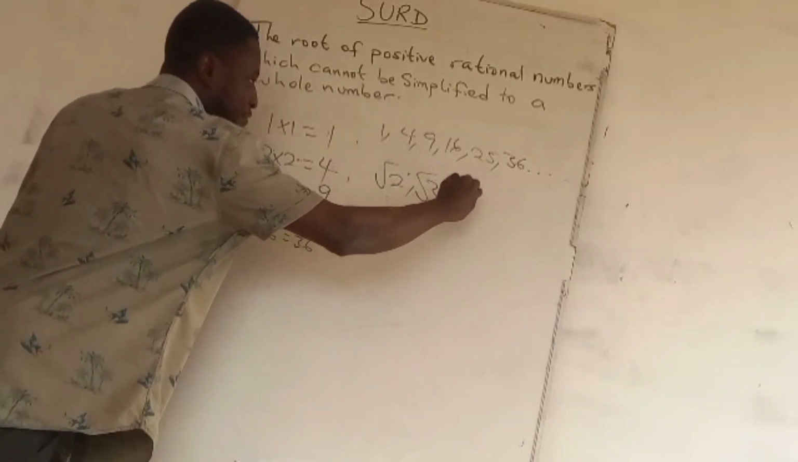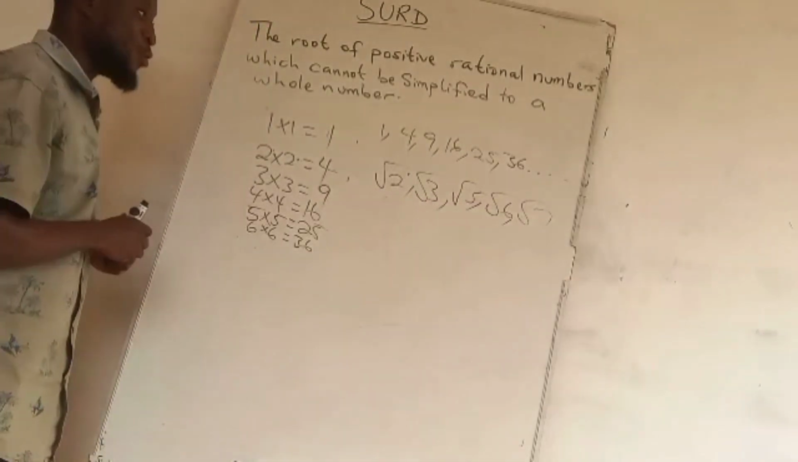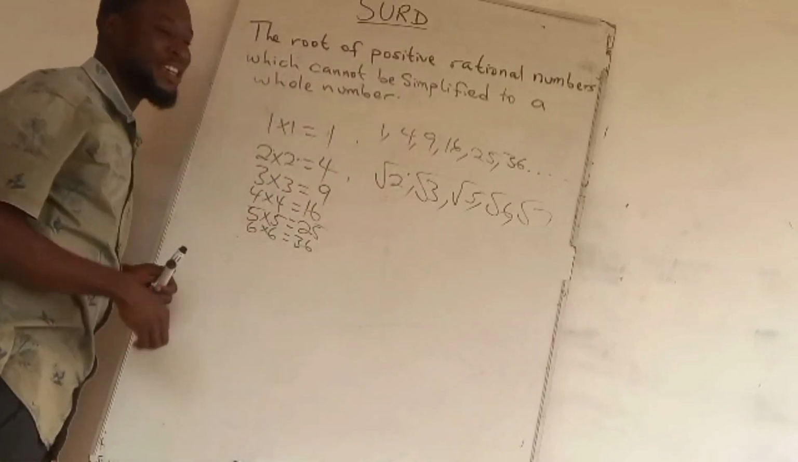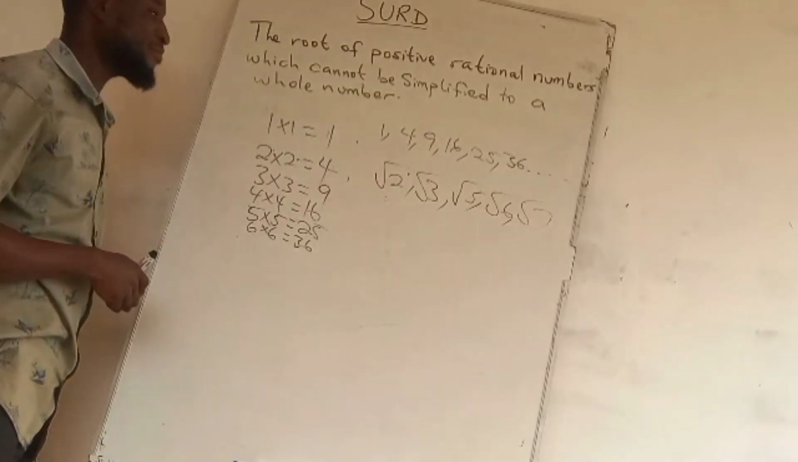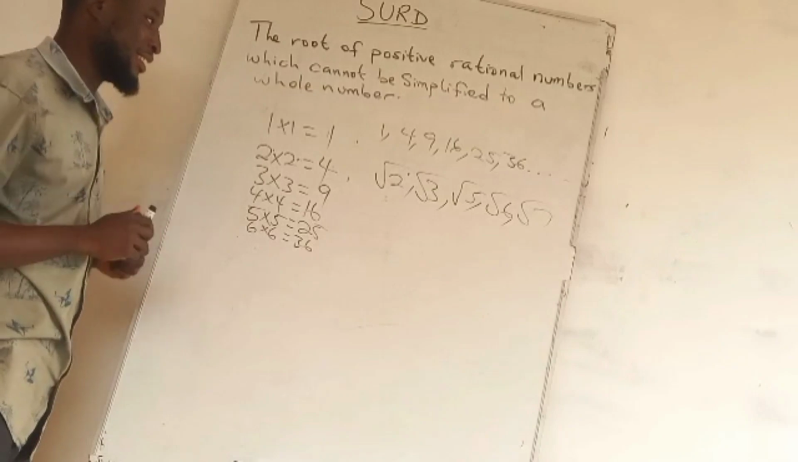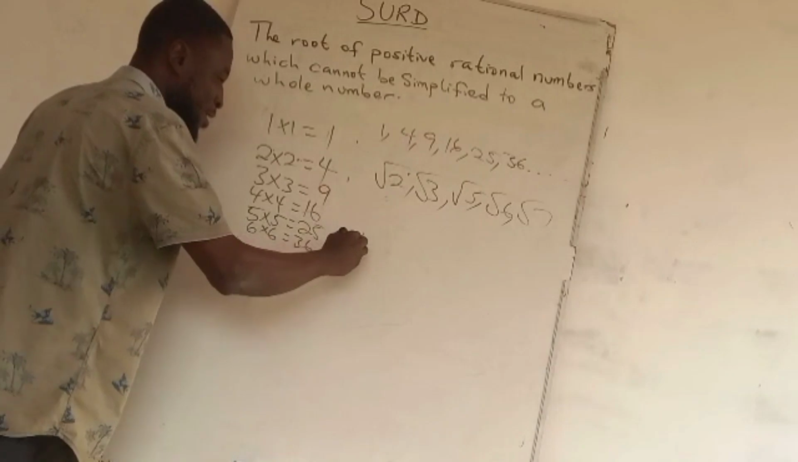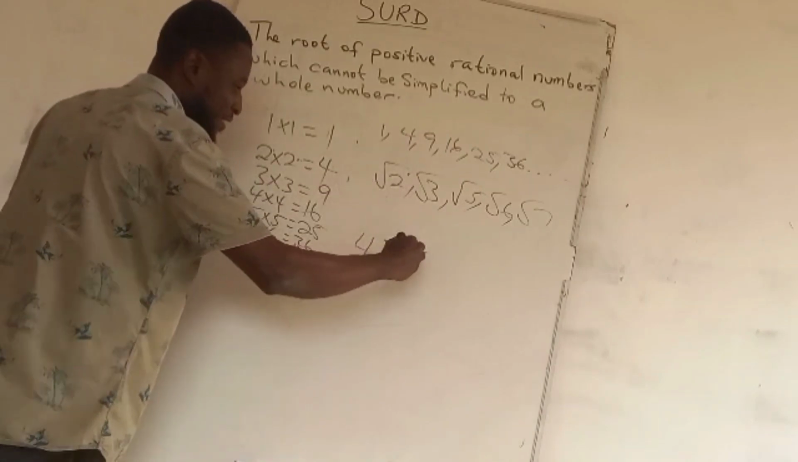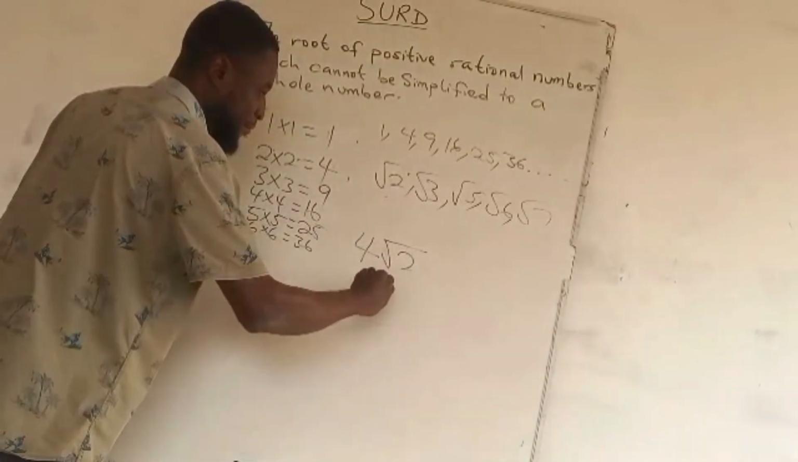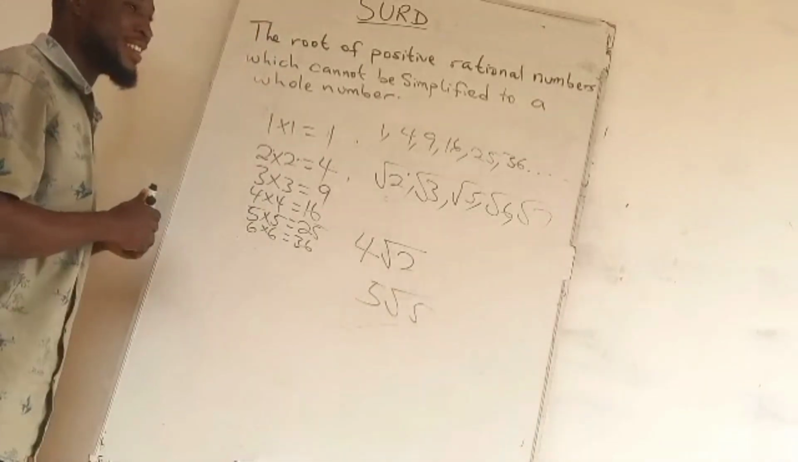Square root of 5. Square root of 6. Square root of 7. In that order. So the square roots of those numbers that do not fall within this category are known as surds. And also, when a rational number is attached to these numbers, it is also known as a surd. An example, when you attach 4 to one of these, it's also known as a surd. When you attach a rational number like 5 to this, it's also known as a surd. So this is what a surd is.